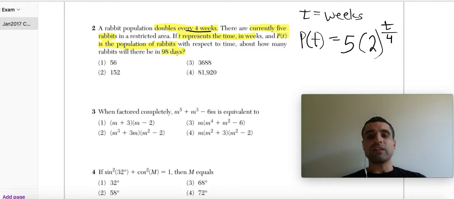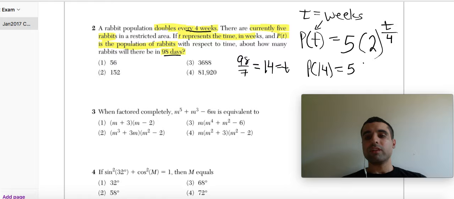Now the next thing, they said about how many rabbits will there be in 98 days. We need to convert these days into weeks, since t is equal to the number of weeks, not days. Since there's 7 days in a week, let's find out how many weeks this is. So 98 days divided by 7 days per week will give you 14 weeks. So that'll be t in weeks. So we want to find P of 14, which is equal to 5 times 2 to the 14 over 4.